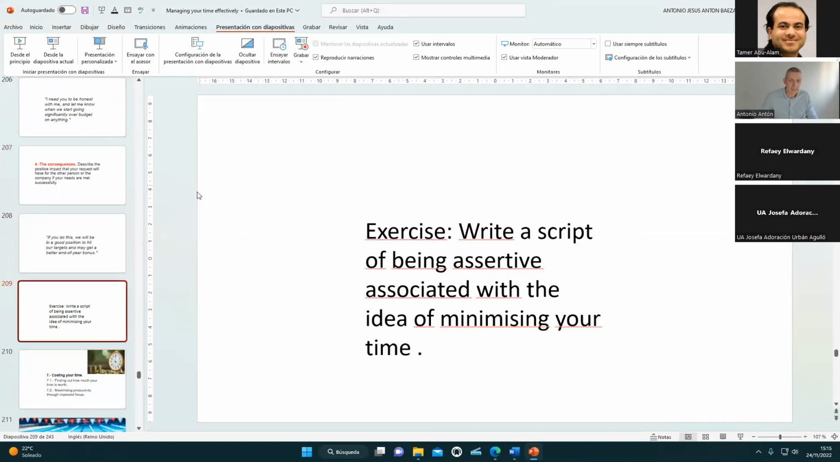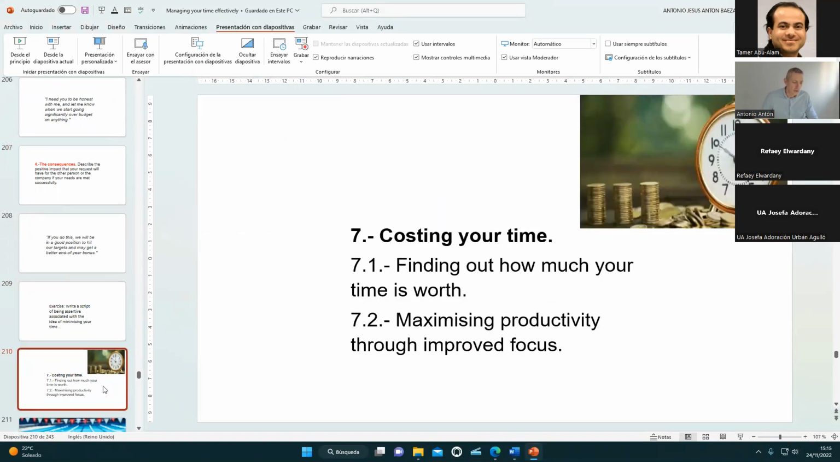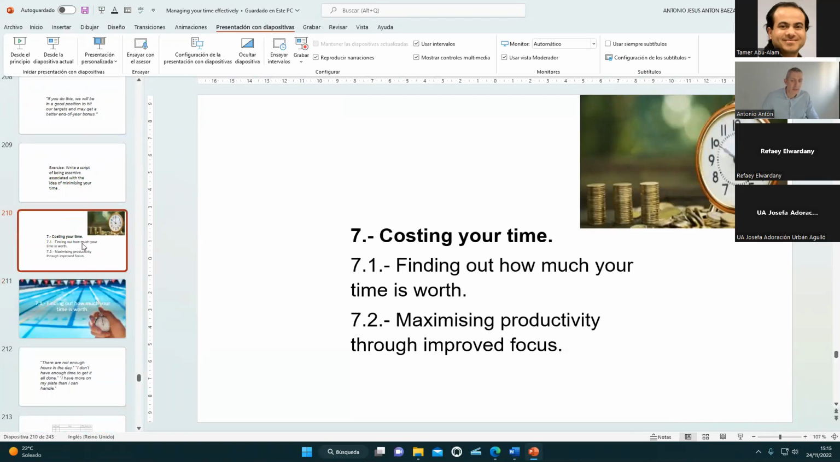This is the exercise, and it's costing your time. Costing your time is the final topic for this workshop. It is divided in 2 parts. How much your time is worth, which is 4 questions, and what is related to productivity.